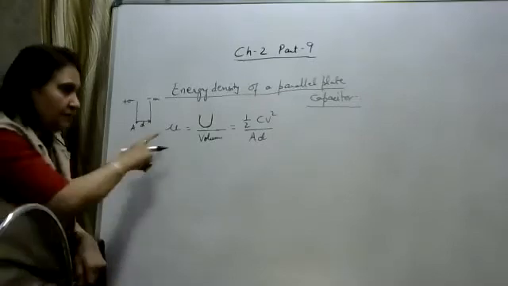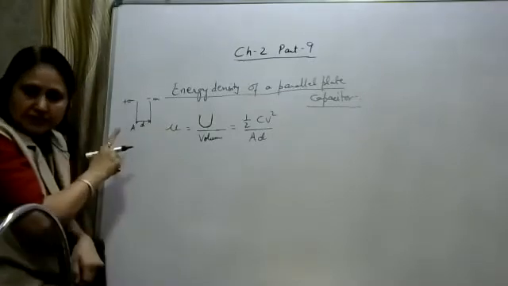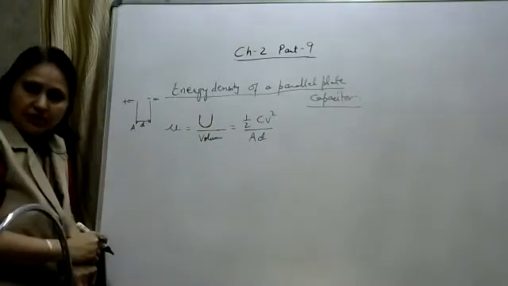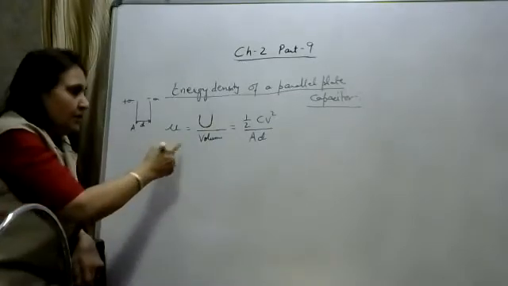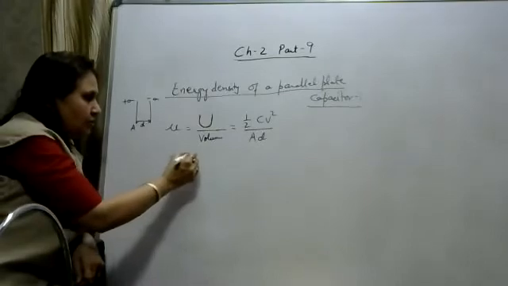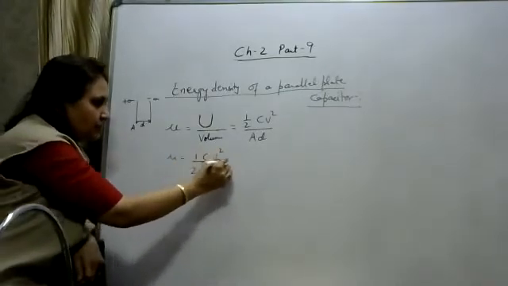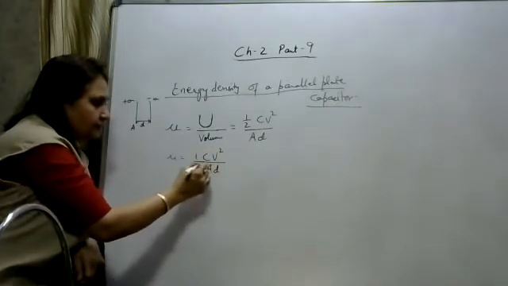Okay, A is the area. So write down energy density: energy per unit volume, energy upon volume. Half CV square is the energy, and the volume of the capacitor is A into D. So this is equal to half CV square upon A into D.